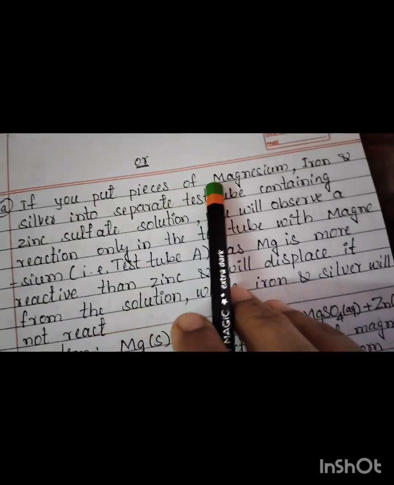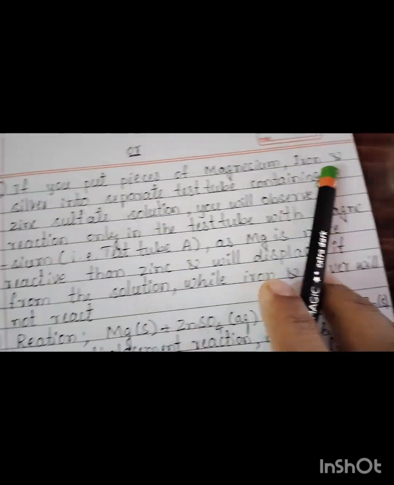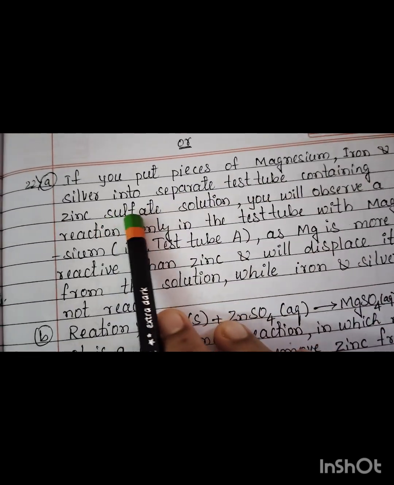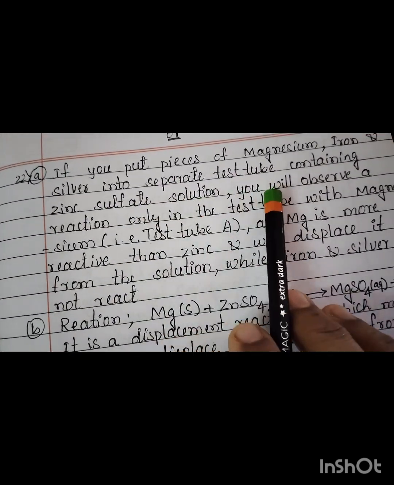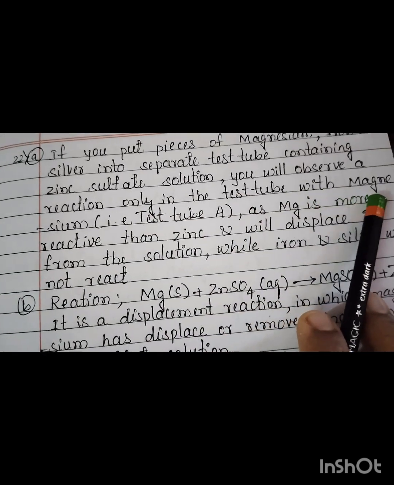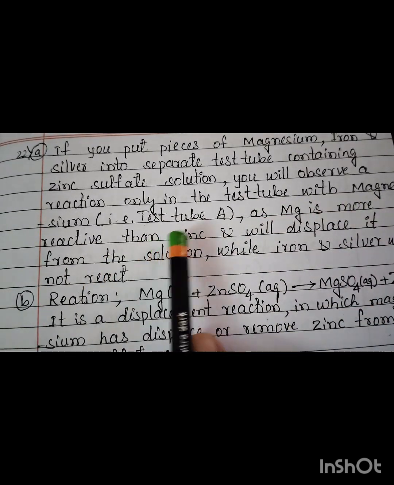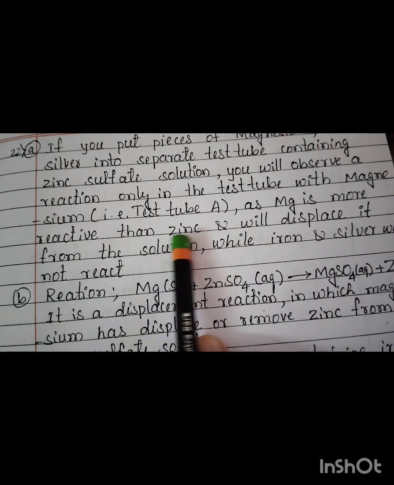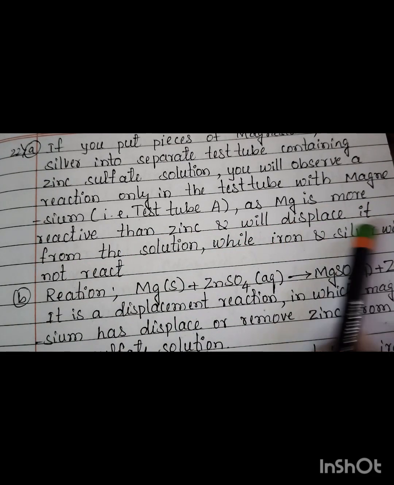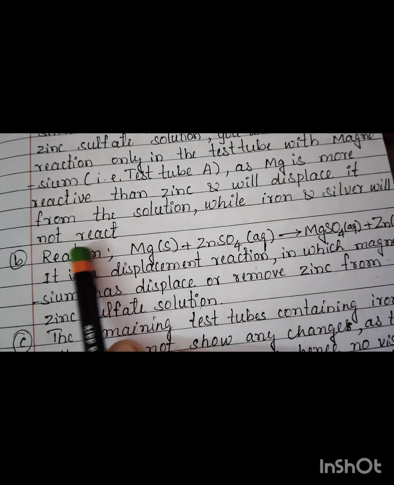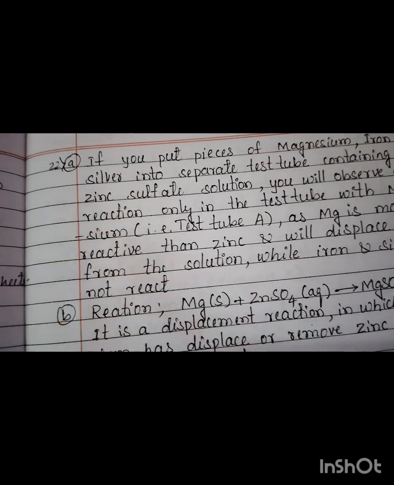If you put pieces of magnesium, iron and silver into separate test tubes containing zinc sulfate solution, you will observe a reaction only in the test tube with the magnesium, that is test tube A. As magnesium is more reactive than zinc, it will displace it from the solution, while iron and silver will not react. For A, answer.